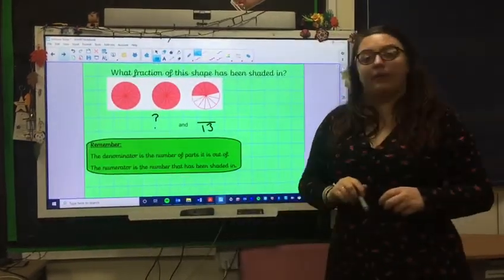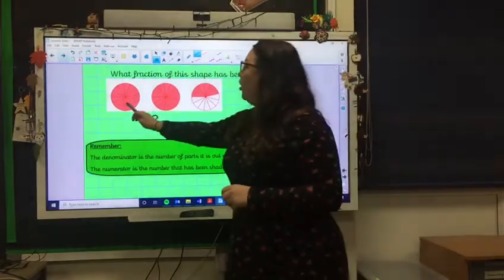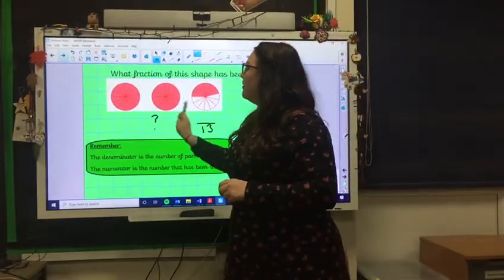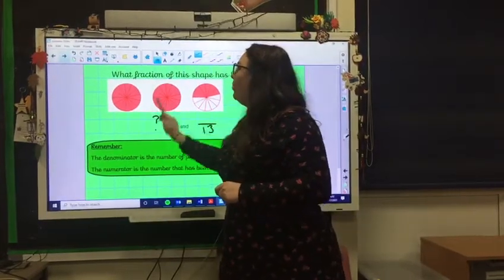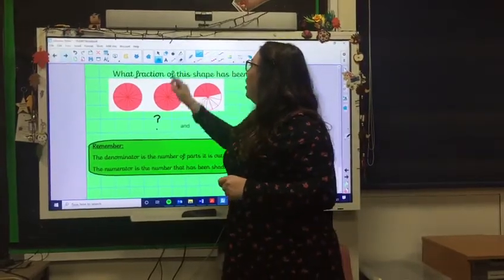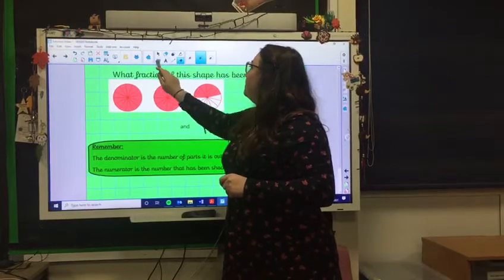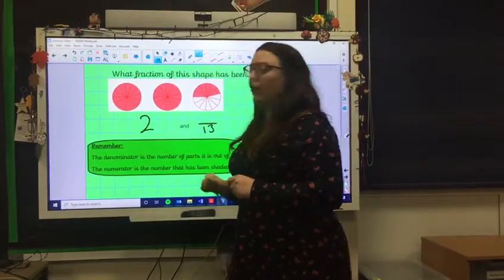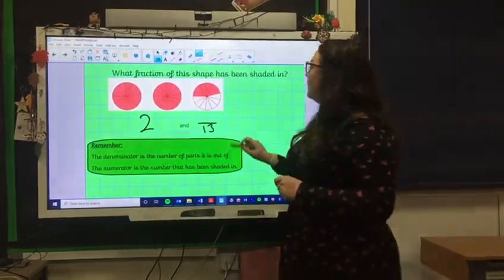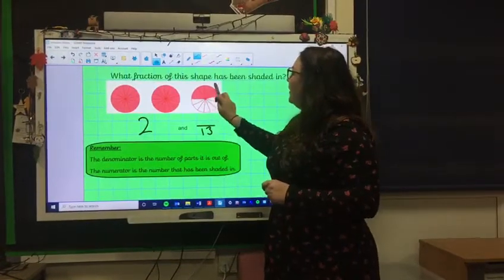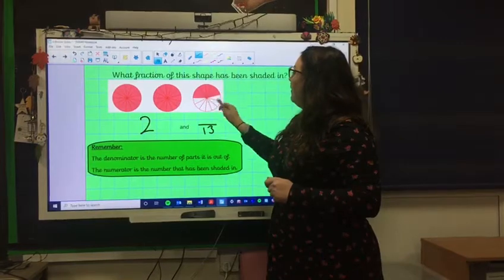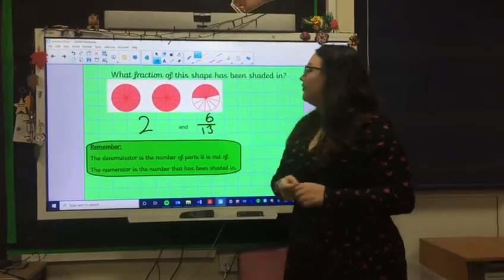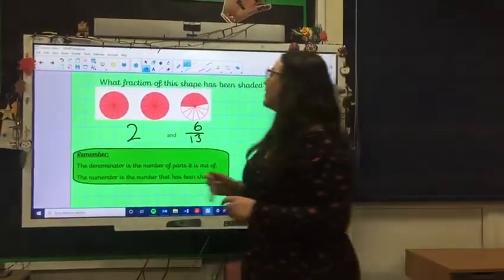Okay, now this one, how many whole shapes have been shaded in? Think of it as cake or pizza. How many whole pizzas do we have here? Hopefully you should be able to tell me that we have 2 whole shapes here. This shape is split into 13, so we just need to work out the numerator. 1, 2, 3, 4, 5, 6. So there we have 2 and 6/13.